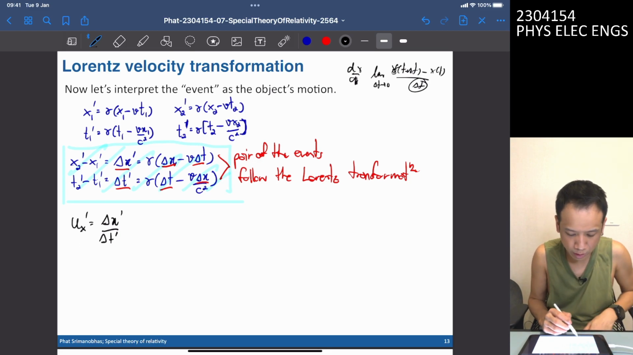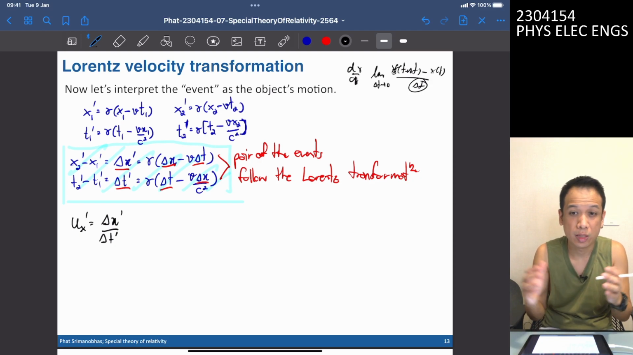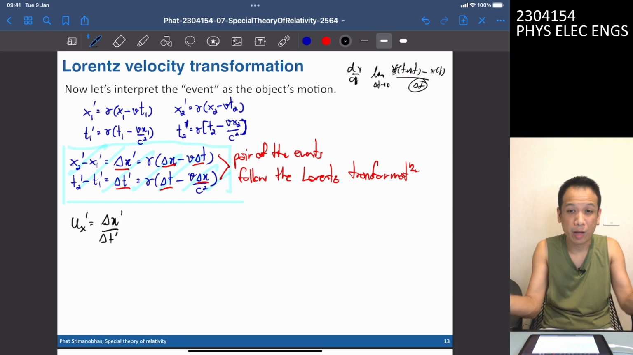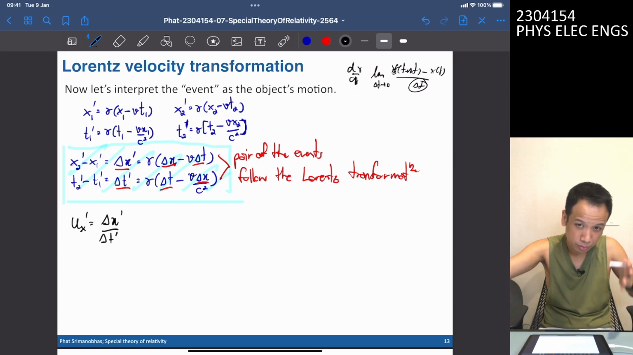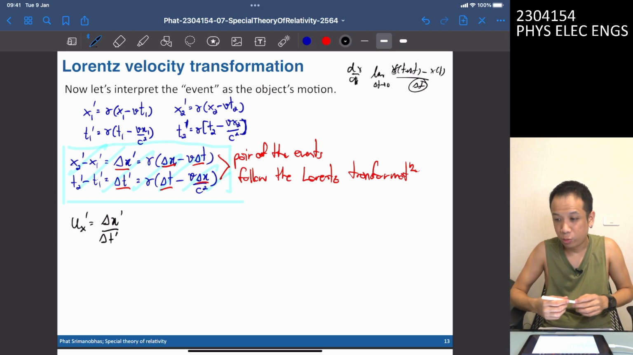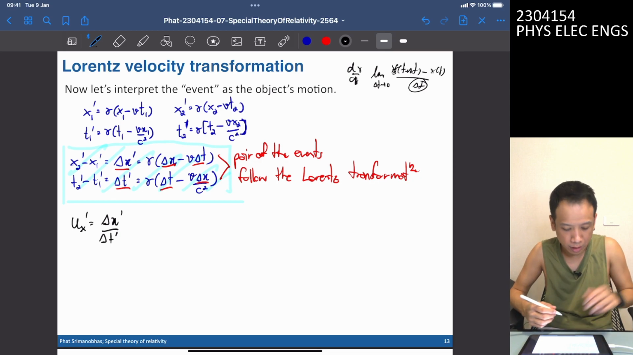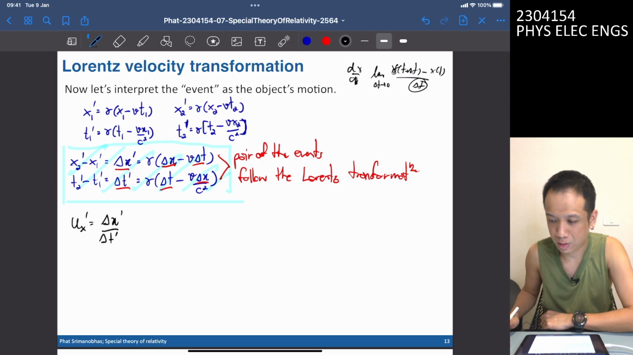But in these situations, delta x and delta t don't need to be small. It means two events happen at a different place and time, and you want to pair them. So it doesn't need to be small. But we can use this definition first and then just take the limit later, which is fine.